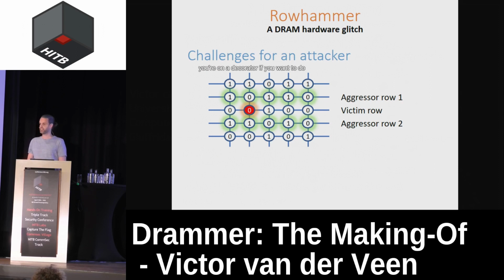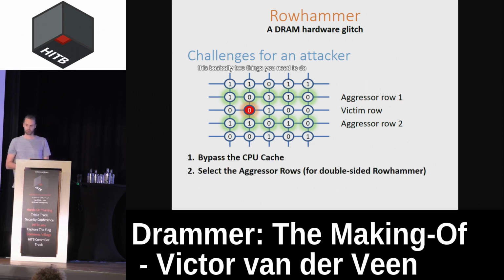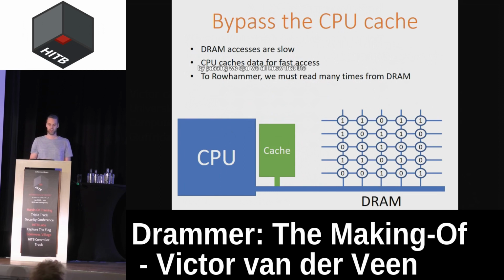So the challenges for an attacker: if you're an attacker and you want to do this, there are basically two things you need to do. First, you need to bypass the CPU, and second, you need a way to select the right addresses. So let's briefly look at that.